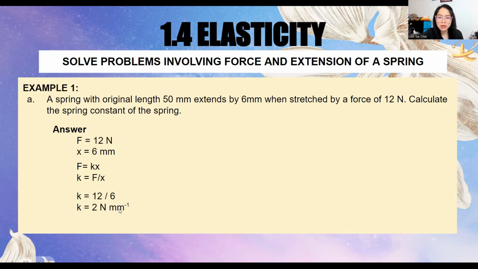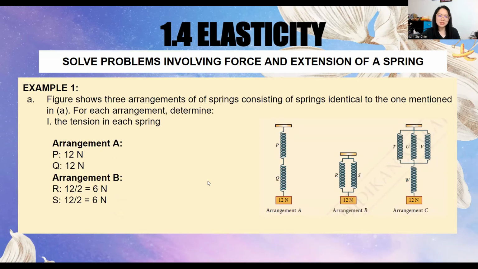So how do you write it? Actually, how do you find the unit? It's just mathematics. Newton divided by millimeter is Newton per millimeter. That's it. Easy, right? Now I move on. Let's see another question.